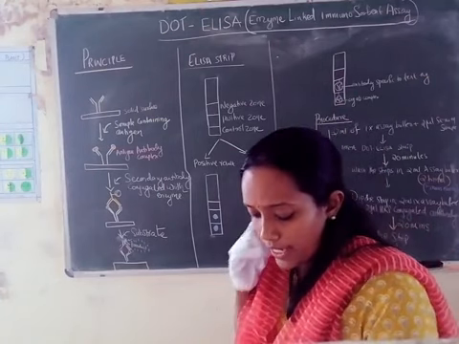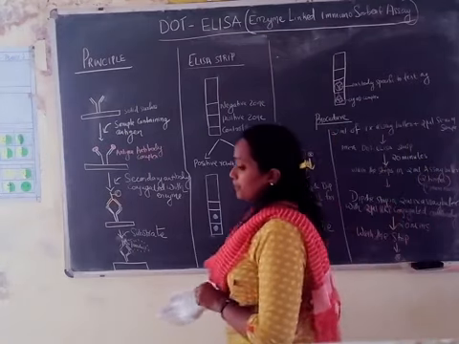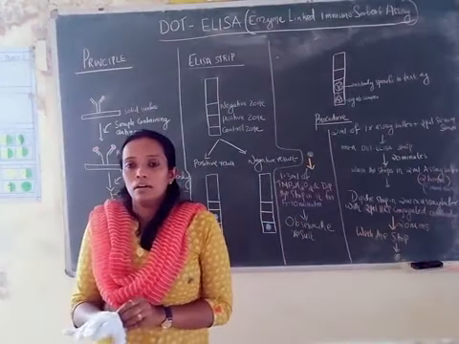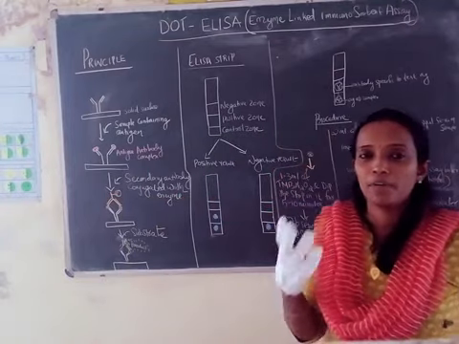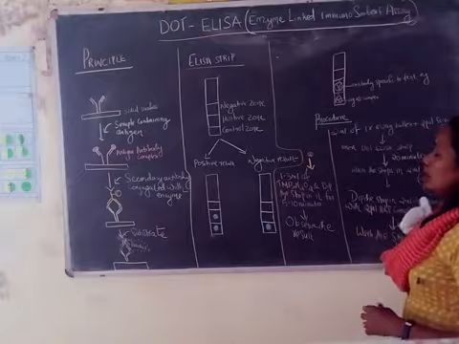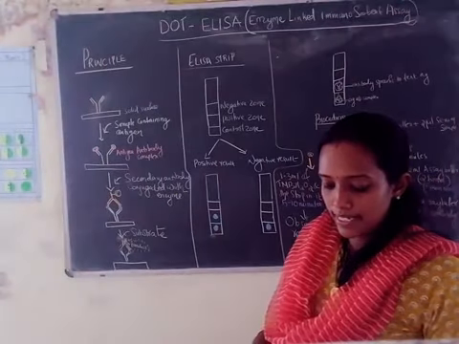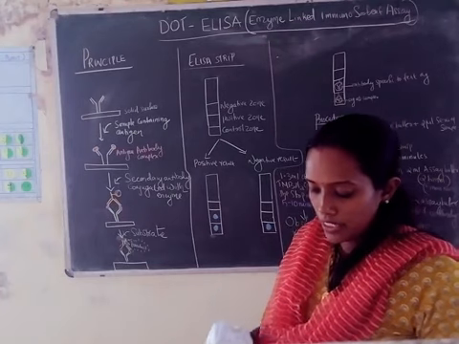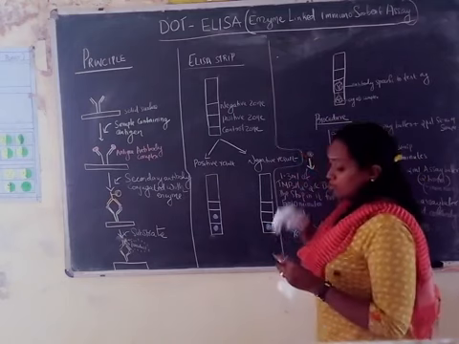Dot ELISA technique is a qualitative method of identification, an immunological method or a serological method which is used to identify the presence of antigen in the sample. For this purpose, we will be using an ELISA strip. Okay, this is the ELISA strip which has 3 regions. What are the 3 regions? Negative zone, positive zone and the control zone.